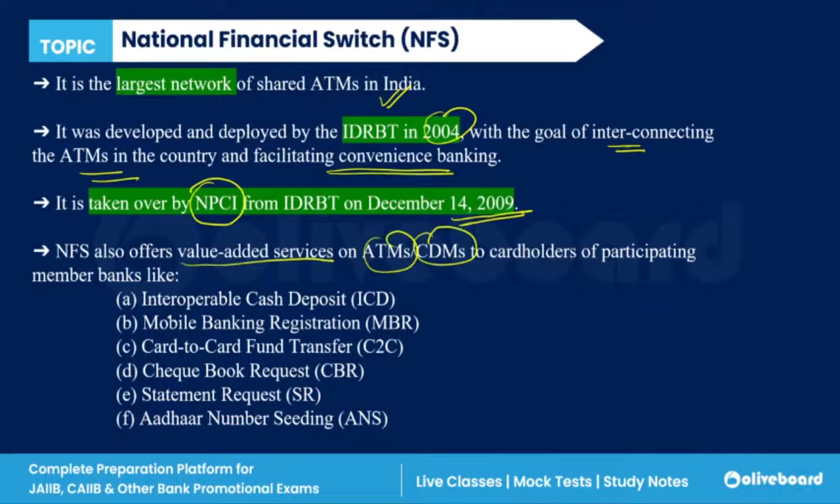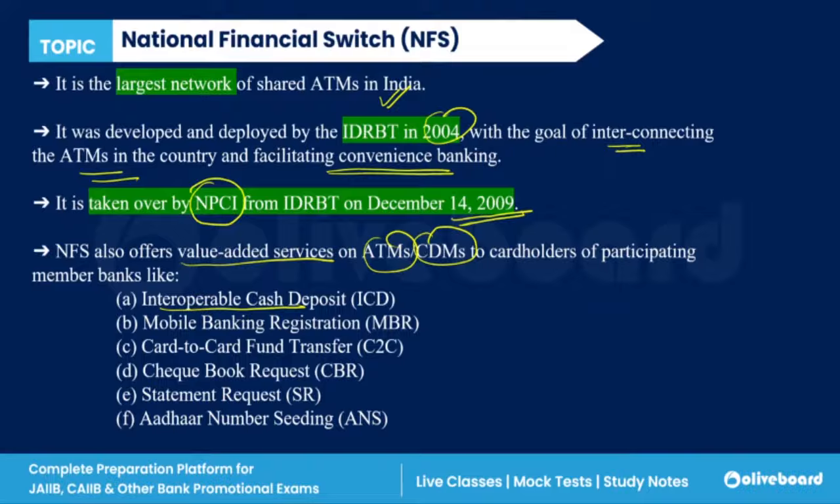Now, NFS also offers value-added services on ATMs and CDMs to cardholders of participating member banks, like interoperable cash deposit. So the National Financial Switch provides some value-added services on the ATMs to the participating member banks. What are the value-added services?